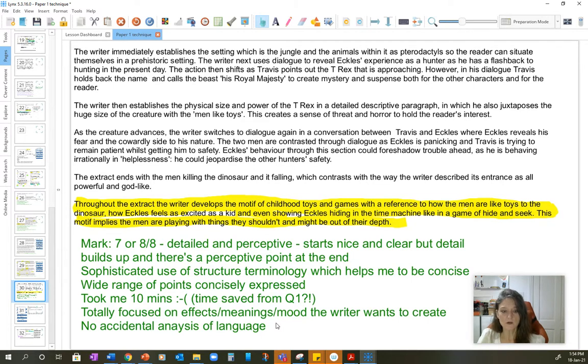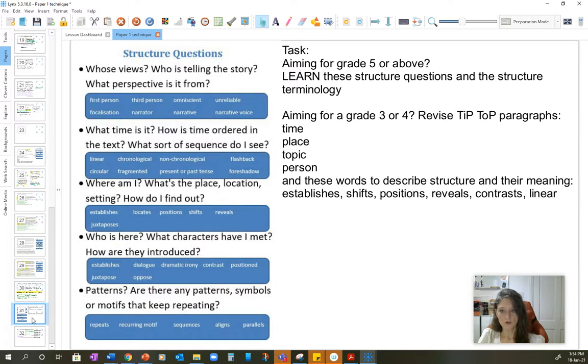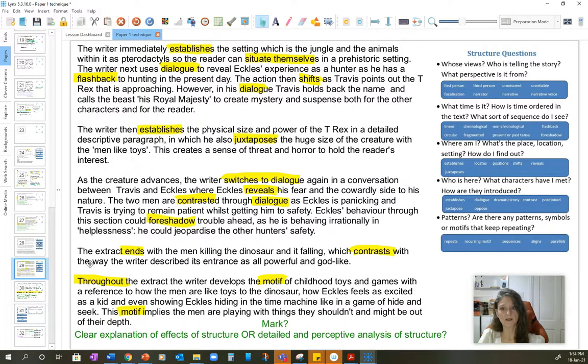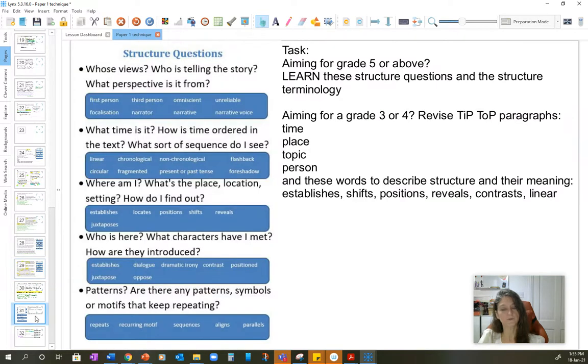Okay, so I have got a task for you, and it's a learning and memorizing task today rather than a writing task. If you're aiming for grade 5 and above, which is probably most of you out there, I want you to maybe do a screen grab of this and try and learn these structure questions and as much of this terminology as you can. The other thing you can do to help you learn the terminology is pop back and see how that terminology is all being used in context just there.